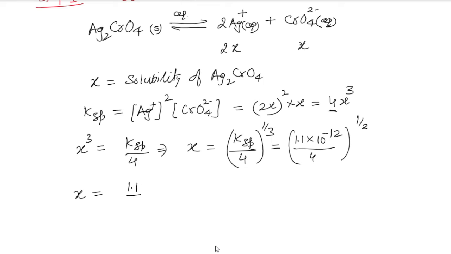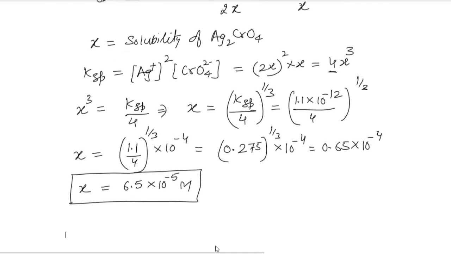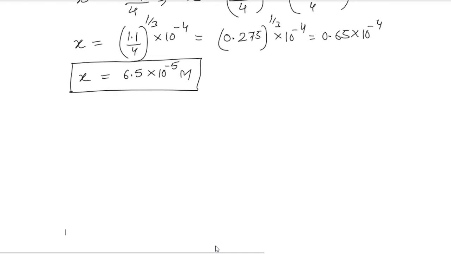So x comes out to be 1.1 over 4, cube root, into 10 raised to power minus 4. 1.1 over 4 is 0.275, raised to power 1 by 3, into 10 raised to power minus 4. That is 0.65 into 10 raised to power minus 4. That implies x is, in scientific notation, 6.5 into 10 raised to power minus 5 molar. This is the molarity of the saturated solution of silver chromate.